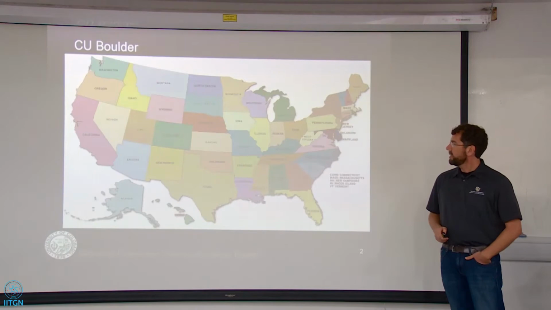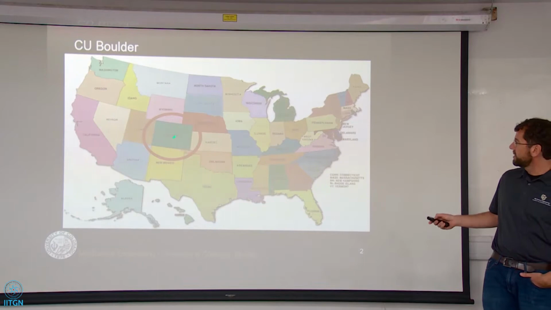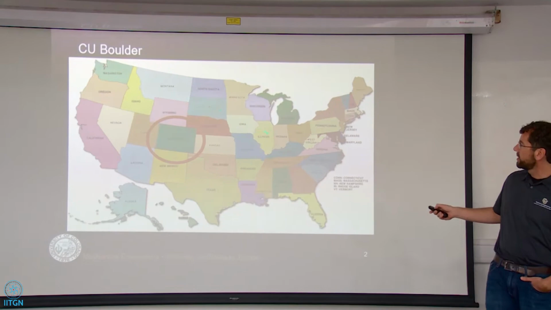Okay, so where am I from? I'm from Boulder, Colorado. Colorado is right here. It's right on the interface between the Rocky Mountains and the Great Plains. It's right at that interface. We call it the Front Range of the United States.